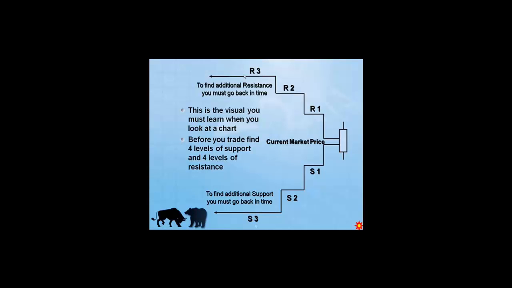In this presentation, you're only seeing 3 because it wouldn't fit on the 4th, but there has to be 4 levels of resistance. And then we start with the current price and do the same thing, finding the first low, which is lower than the current market price. Then we go to the following low, and then the following low. And these are support, and these would be resistance.